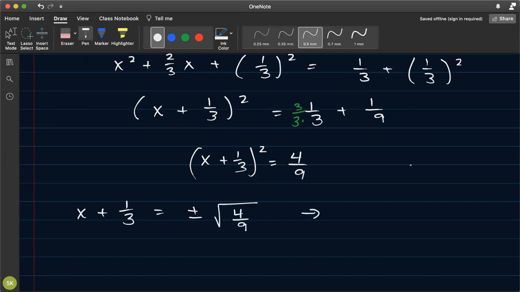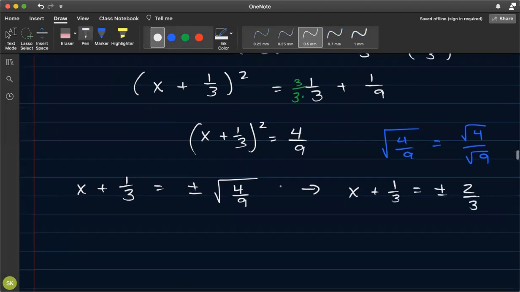Now this breaks into, I don't know if you remember this, let me put it over here. The square root of 4/9, well, we can break that square root like this. And the square root of 4 is 2 and the square root of 9 is 3. So then we get x plus 1/3 is plus or minus 2/3. So to solve for x, we get negative 1/3 plus or minus 2/3.